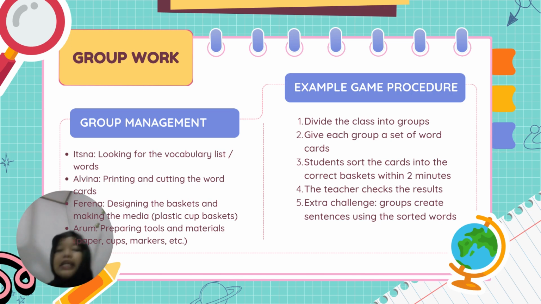The next one is the example game procedure. Number one, we divide the class into groups, of course, and then give each group a set of word cards. Students sort the cards into the correct baskets within 2 minutes. Then the teacher checks the results. The last one is the extra challenge: groups create sentences using the sorted words.